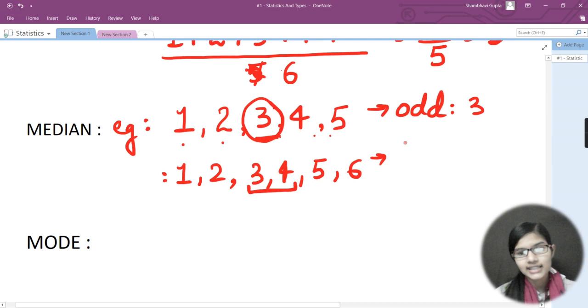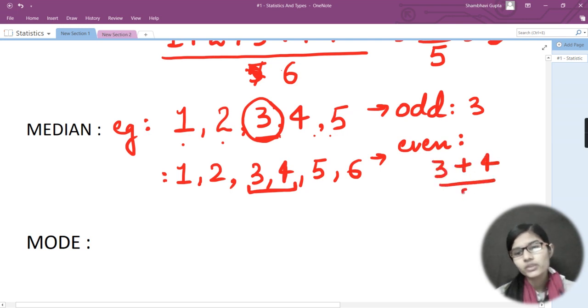So what we do here is that, let me write even here, we take both the middle elements, 3 plus 4, and then we divide it by 2. We take the arithmetic mean here. Now I have told you about the arithmetic mean, what does arithmetic mean? We need to do the summation and then divide it by the total numbers which we have there. So I want to take the arithmetic mean of 3 and 4. So I add 3 and 4 and divide it by 2. I have taken 3 plus 4 by 2.